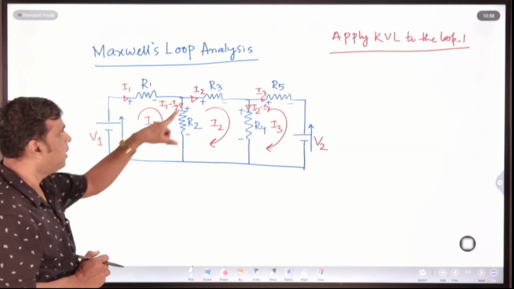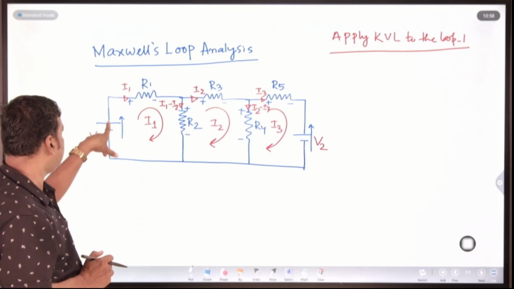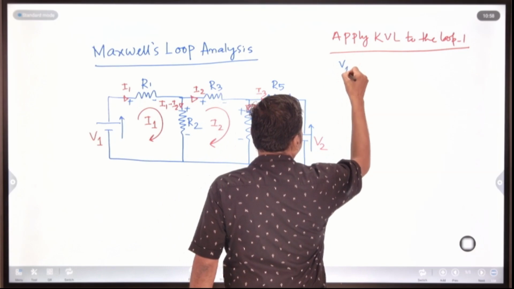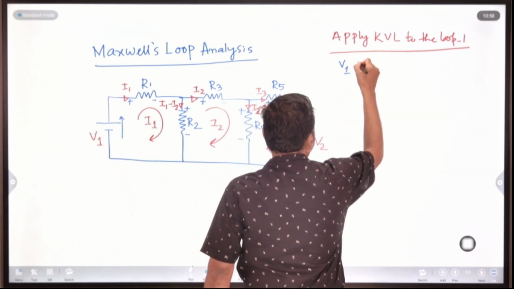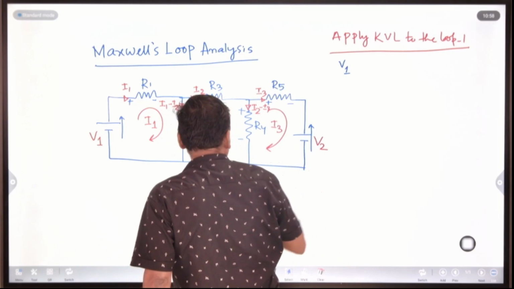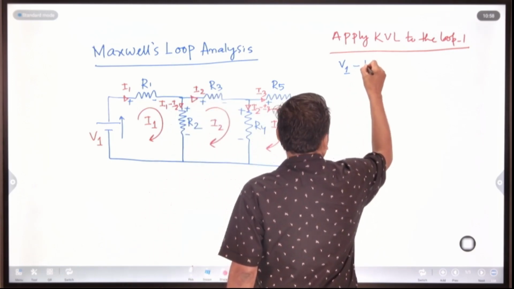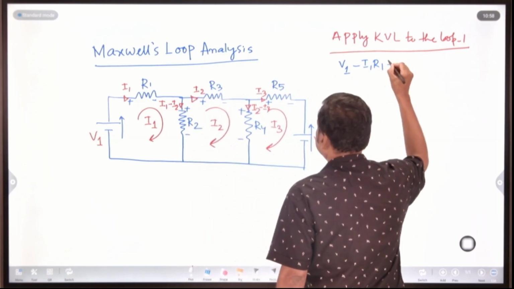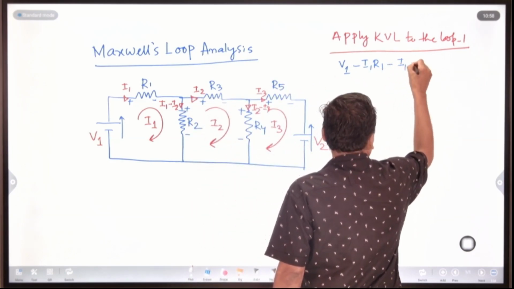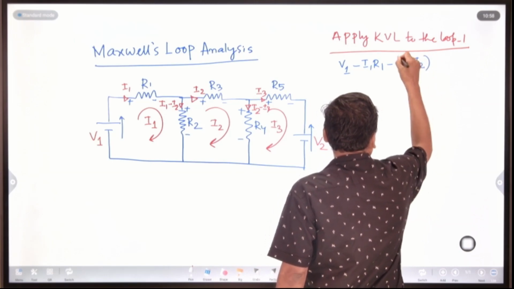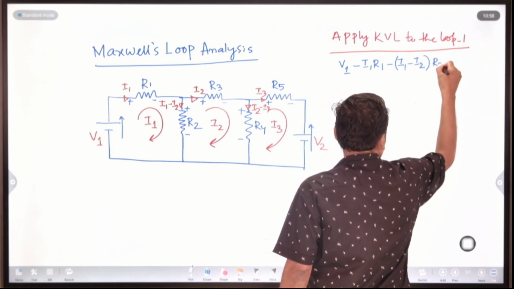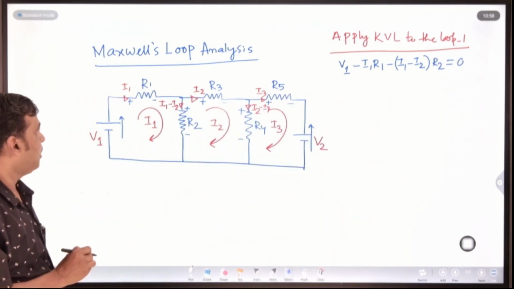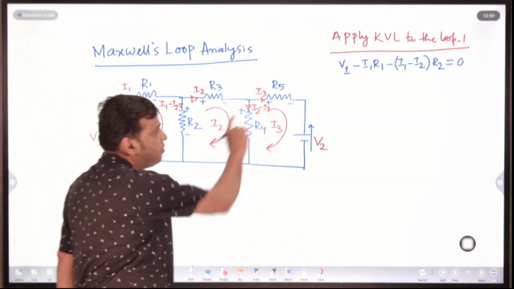What will be my equation? If I apply KVL to loop 1, if you start from here, minus to plus, plus V1, then plus to minus, minus I1 R1, then here plus to minus, minus, I1 minus I2 whole into R2 equal to 0. Are you getting it or not? This is my first equation. If you apply KVL to loop 1, you will get this equation.